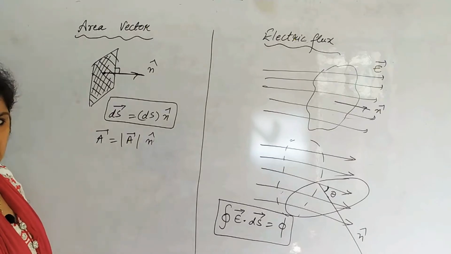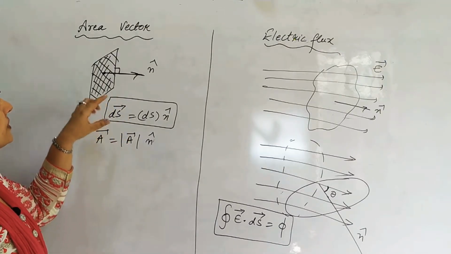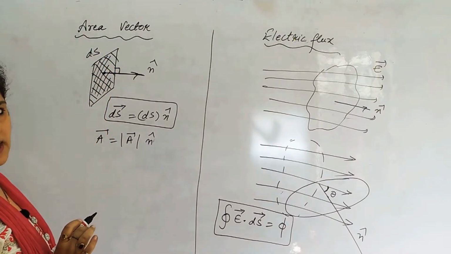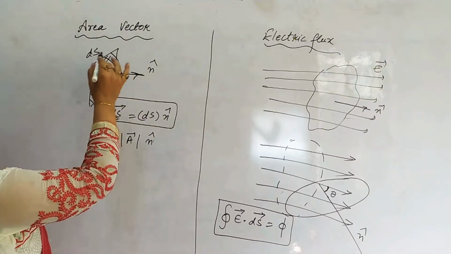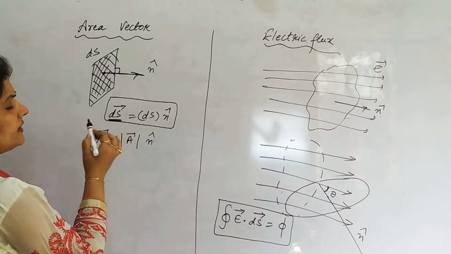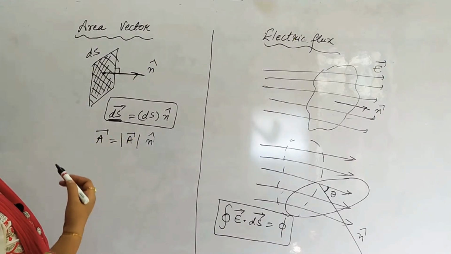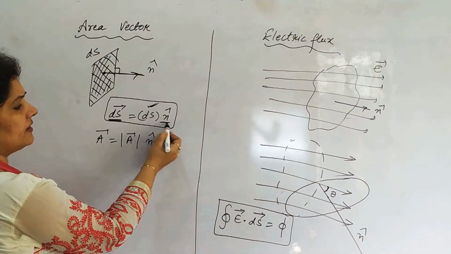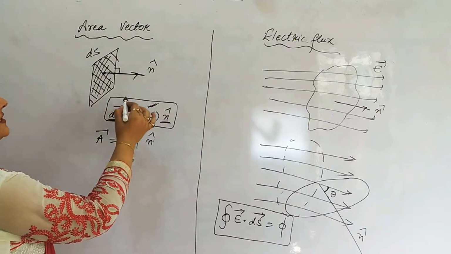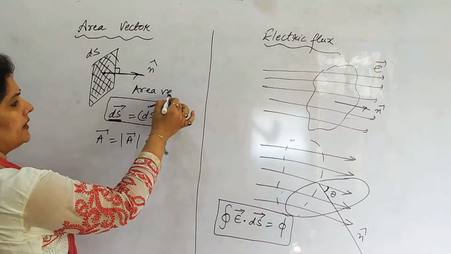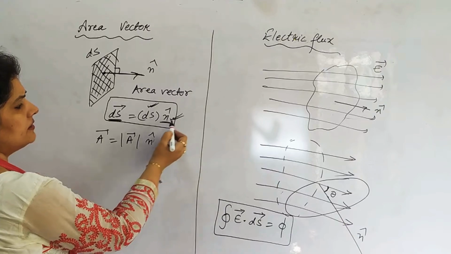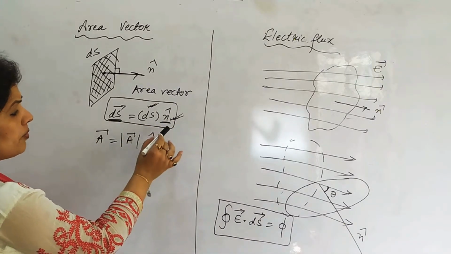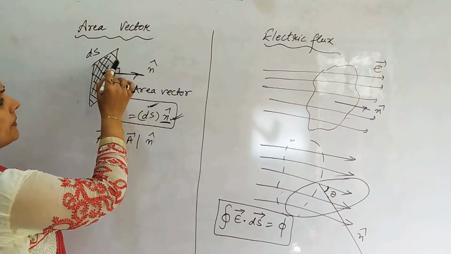And how do we express it mathematically? Suppose this is the area. Let us name this as A or ds. Let us name this as ds. Now this ds is a scalar. If we want to make ds a vector quantity, if we want to convert it to vector quantity, we will write its magnitude into unit vector n. Now we will say that this is area vector. Why? Because it has a vector component along with it. And what is this vector component? This vector component is a unit vector which is perpendicular to the surface.